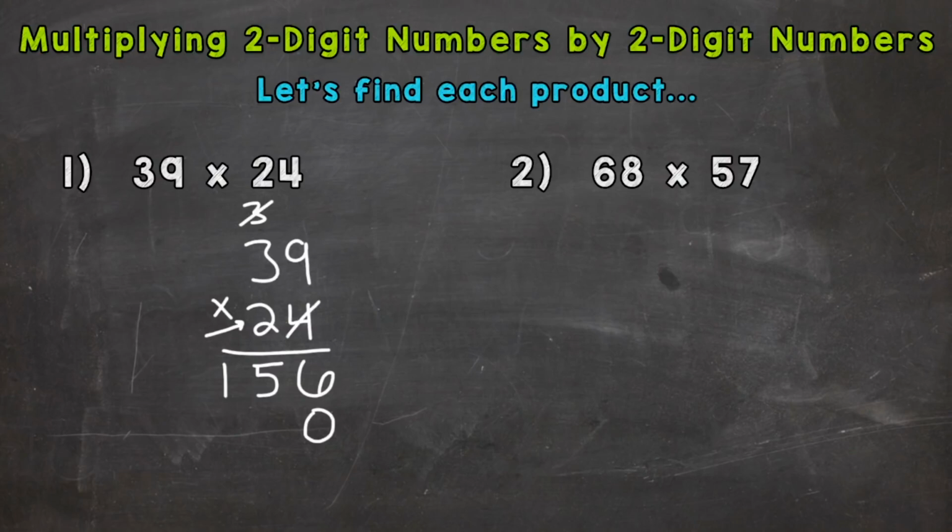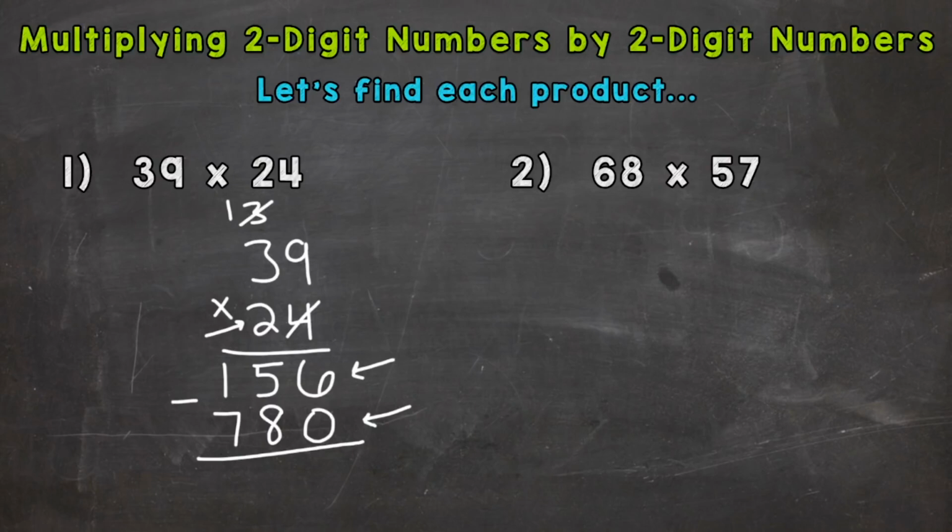Now we go through our process. 2 times 9 is 18. So we put our 8 and carry our 1. See why we crossed out that 3 earlier? So we don't get it confused with any other numbers we carry. Then we do 2 times 3, which is 6, plus that 1 is 7. So we have 4 times 39 is 156, and 20 times 39 is 780.